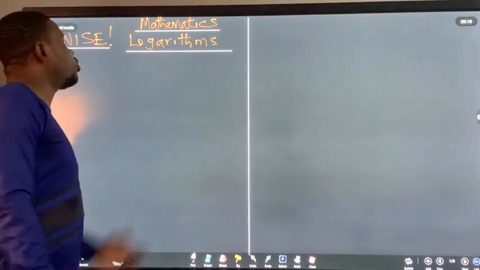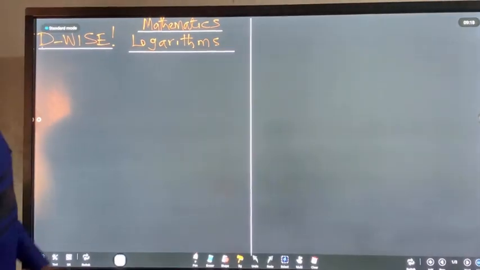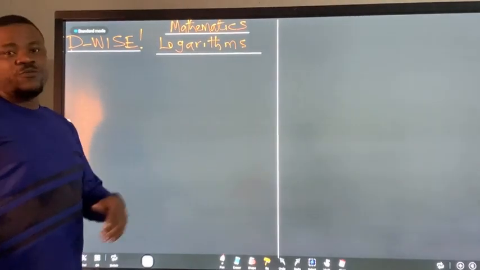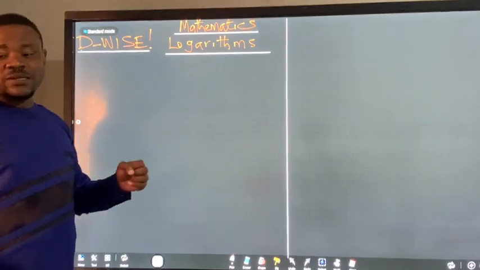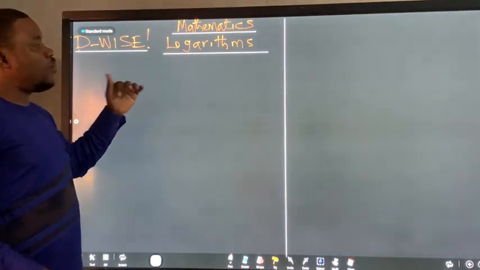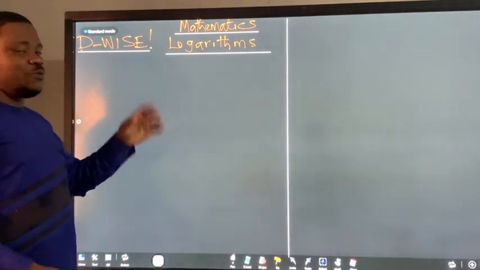Okay, today we'll do logarithm. And logarithm is more like an application of indices. We did indices in the last class. So the logarithm is one of the applications of indices.